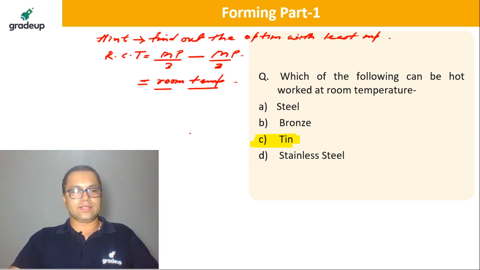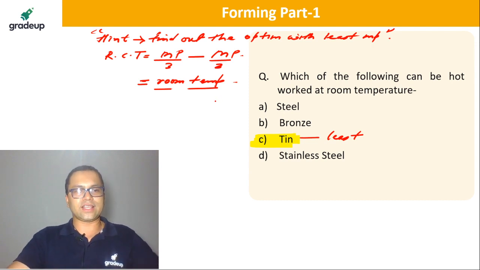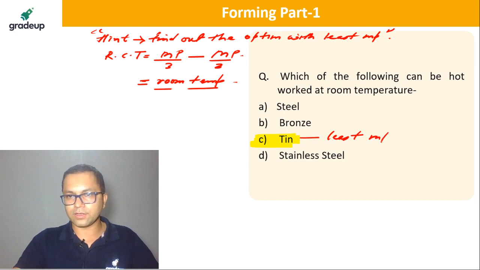Yes, Lalit Kishore, you're right. So what we said: find out the option with the least melting point. The least melting point is tin. So that RCT, recrystallization temperature, becomes melting point upon 3 to melting point upon 2. So that's why. Is it good? So, least melting point.